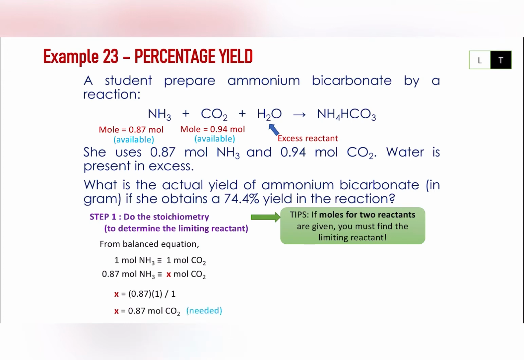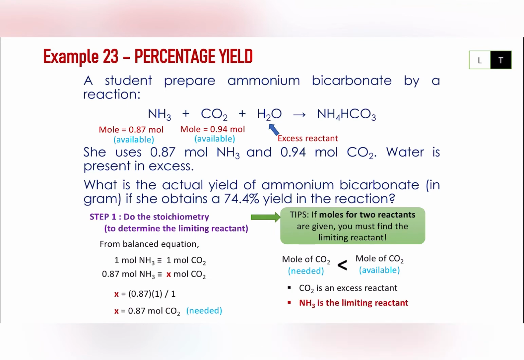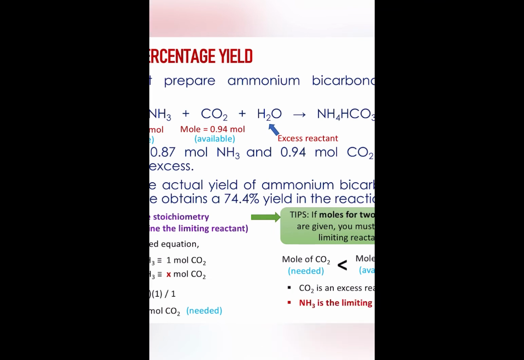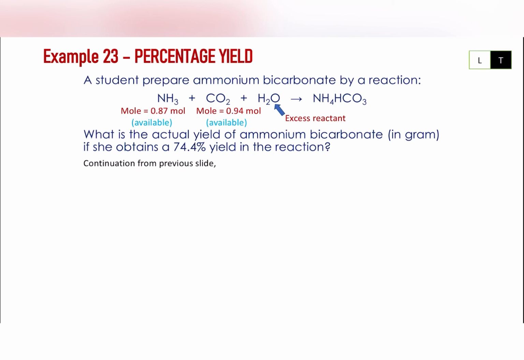This is mole needed. Now, try to do the deduction. Mole of CO2 needed is less than mole of CO2 available. So you can say that CO2 is an excess reactant. But don't forget to put another statement, NH3 is the limiting reactant. So from the previous slide, I had determined NH3 as limiting reactant.